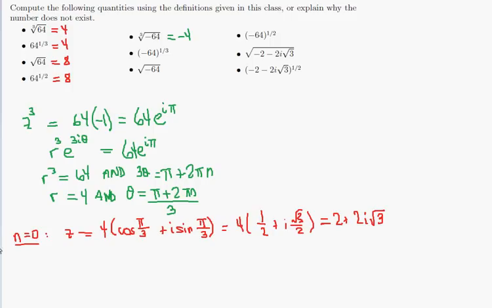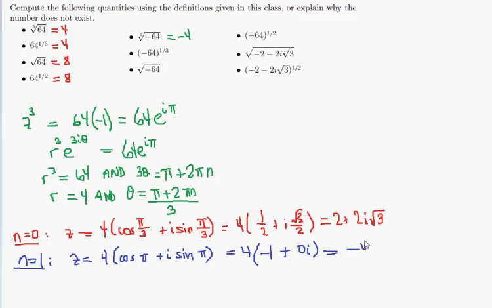Next, if n equals 1, then we have z is equal to 4 times the cosine of pi plus i sine pi, because if n equals 1, then we'd have 3 pi over 3, which is pi. That works out to be 4 times negative 1 plus 0i, which is negative 4. And we've seen that before, negative 4.